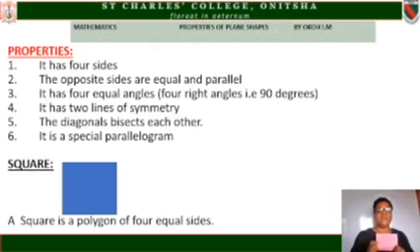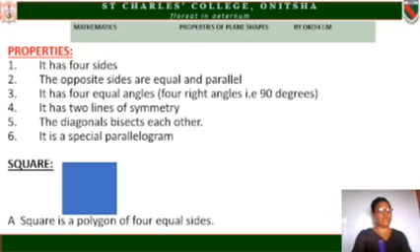Number 5, the diagonals bisect each other. The diagonals, if you cross it this way, they bisect each other. Then you say that it's a special parallelogram. Rectangle is a special parallelogram.